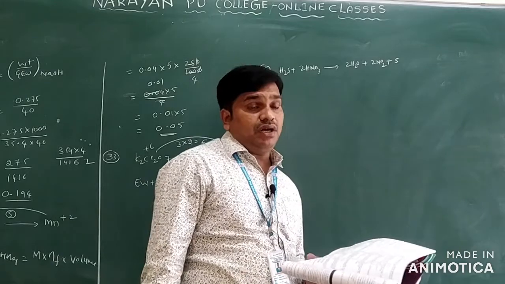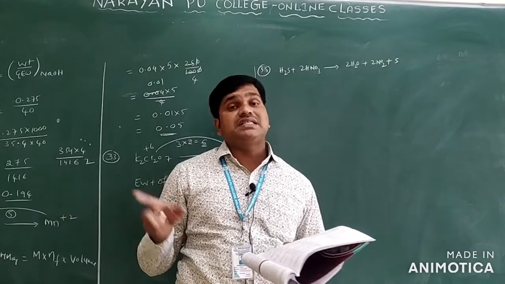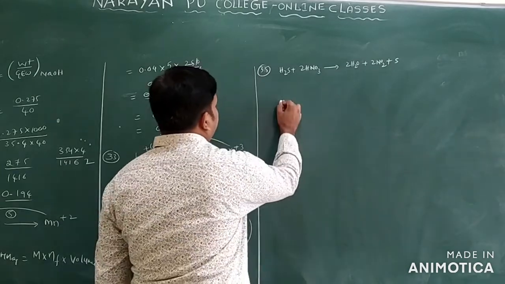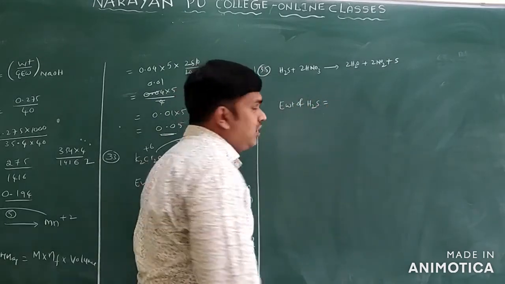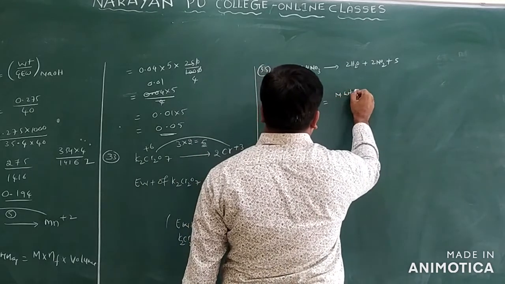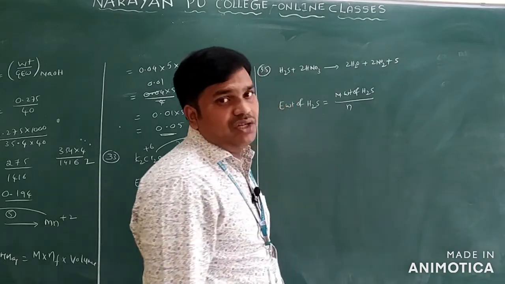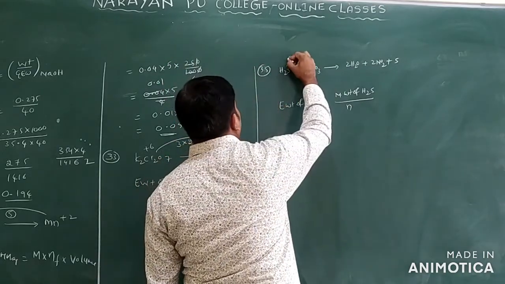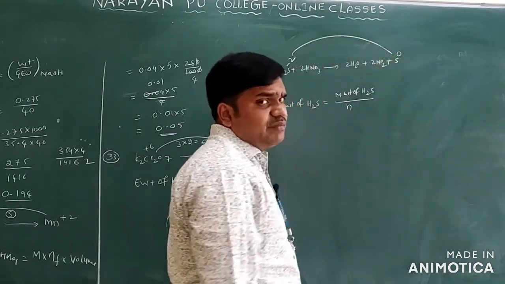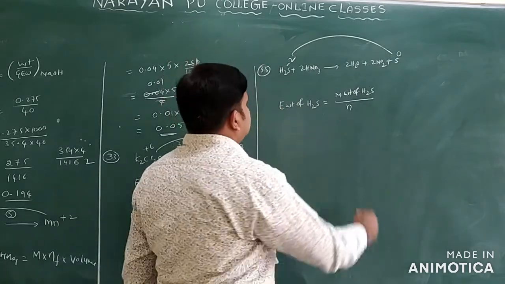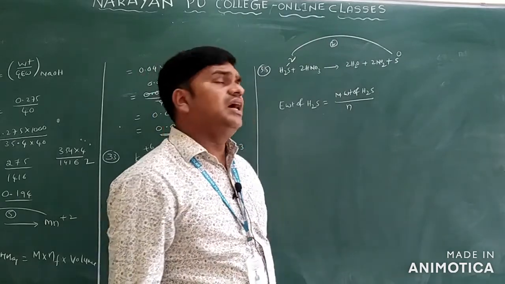We have to find the equivalent weight of hydrogen sulfide, that is H2S only. What is the equivalent weight formula we have? Molecular mass of H2S by n factor, or you can say change in oxidation number. Now we will see sulfur is -2 here and 0 here. The change in oxidation number is 2 only. Since the oxidation number is increasing, it is called oxidation. It can act as a reducing agent.